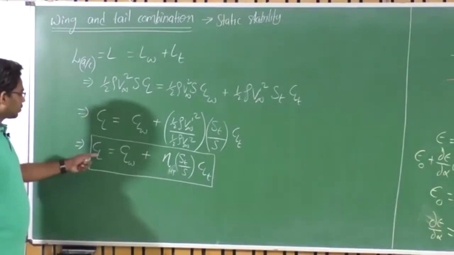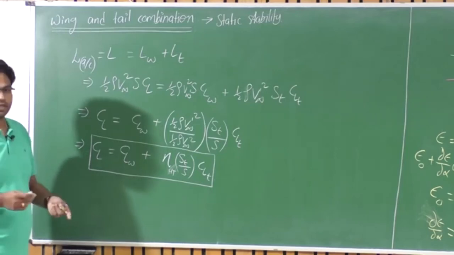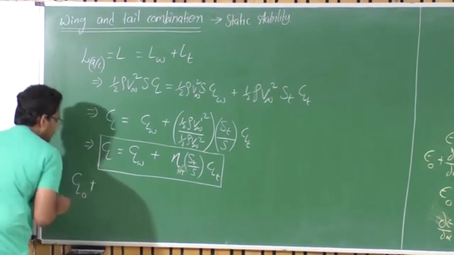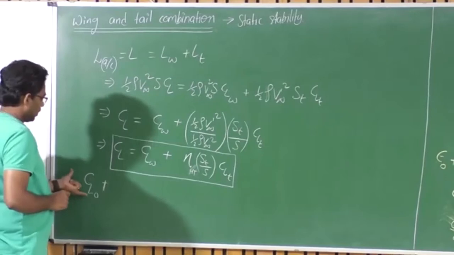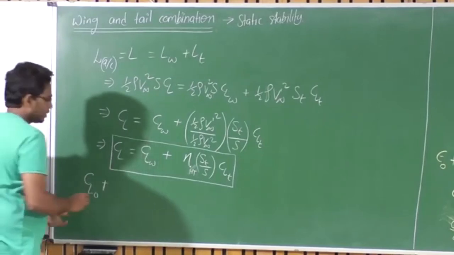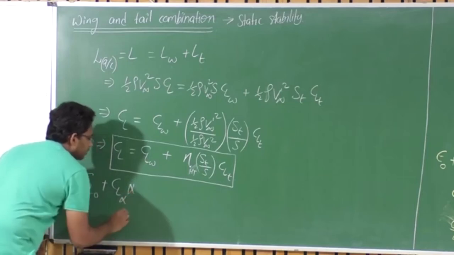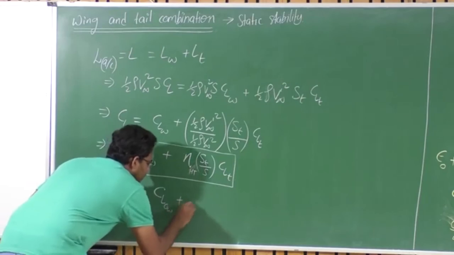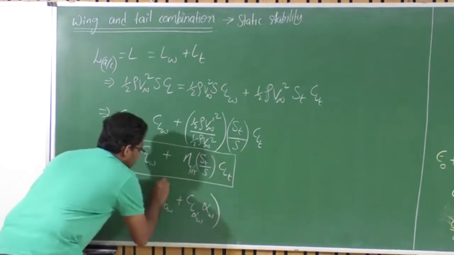So further, if I want to know what is the CL naught of the total configuration and CL alpha of the total configuration, what I can do is express, in the linear regime of angle of attack, the total aerodynamic CL as a function of alpha, which is CL naught plus CL alpha of the total aircraft times alpha of the total aircraft, which is equal to CL naught of the wing plus CL alpha of the wing times alpha of the wing, isn't it?